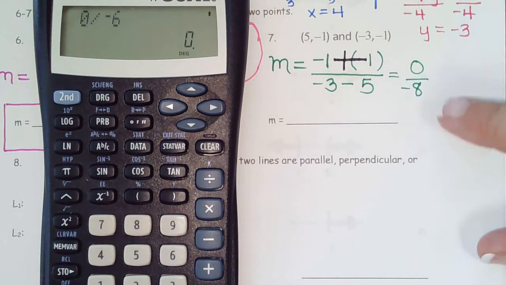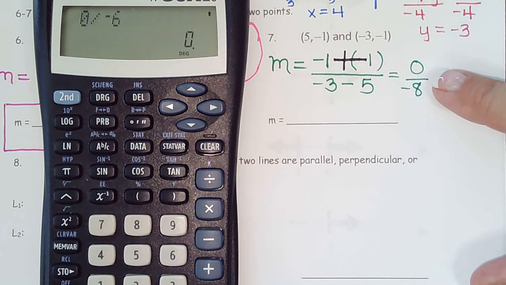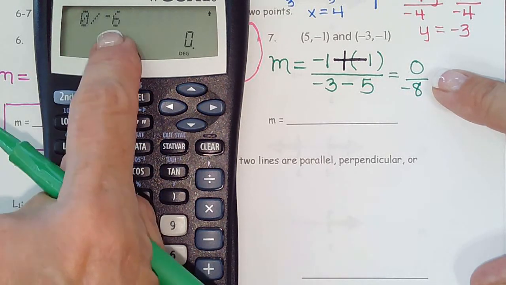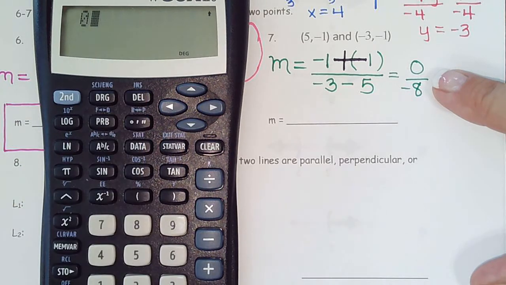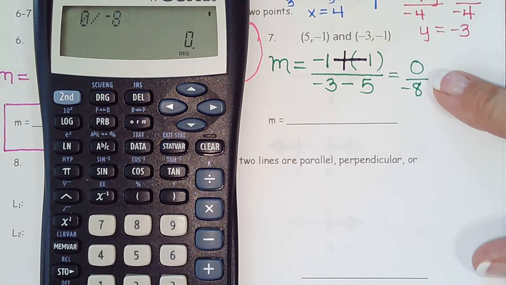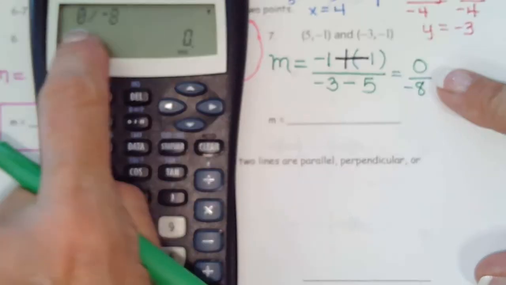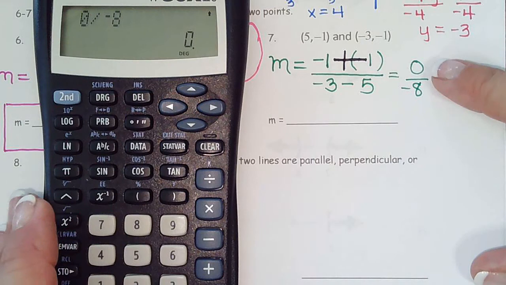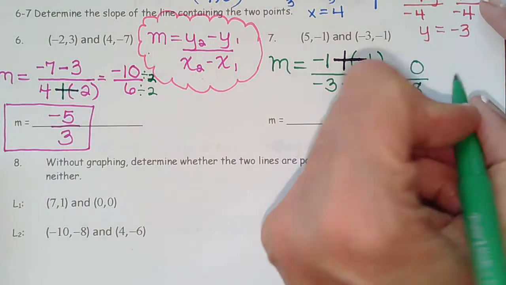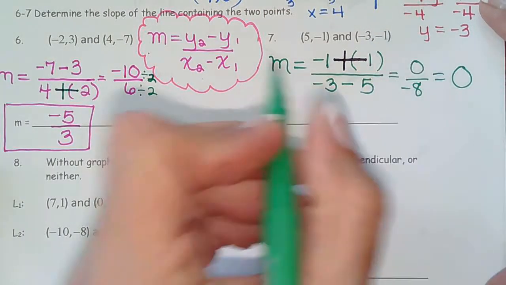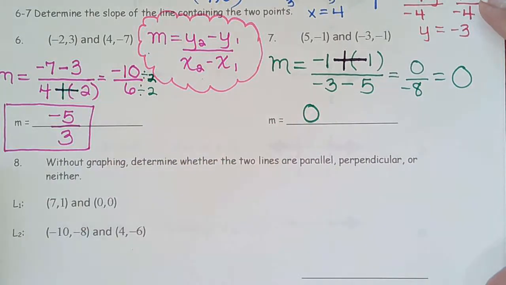That's kind of weird. So use your division key, and your calculator will tell you, well, we almost have the exact same problem there. 0 divided by negative 8 is 0. So don't write undefined, don't write negative 8, don't guess. Let your calculator tell you if you don't know that 0. So then we have to simplify to get full credit, so we write m equals 0.